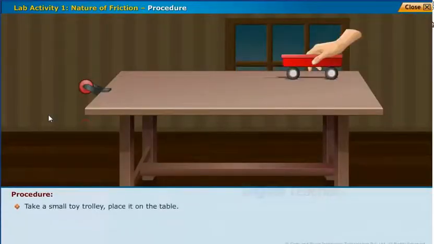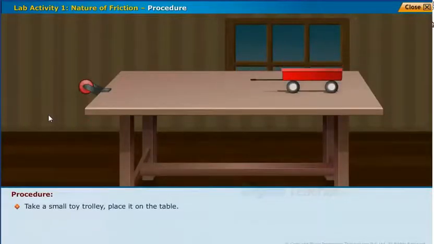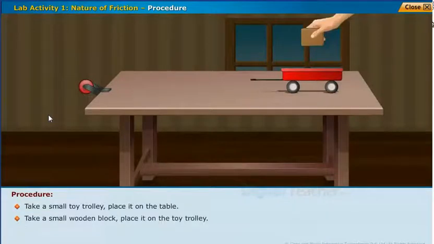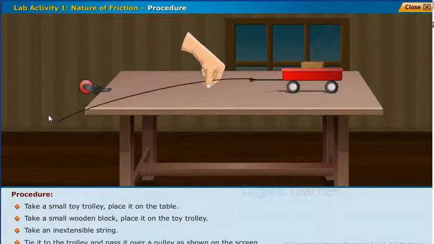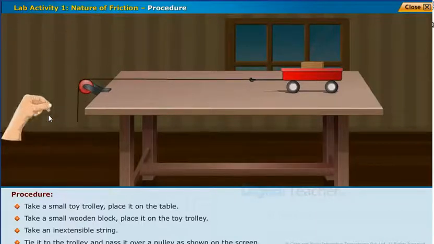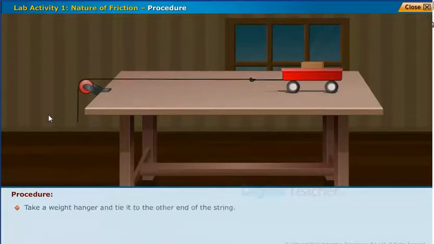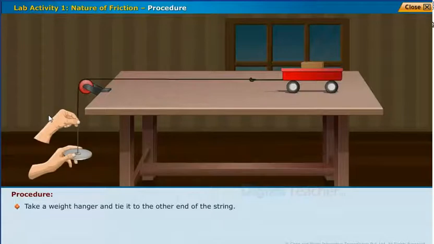Take a small toy trolley, place it on the table. Take a small wooden block, place it on the toy trolley. Take an inextensible string. Tie it to the trolley and pass it over a pulley as shown on the screen. Take a weight hanger and tie it to the other end of the string.